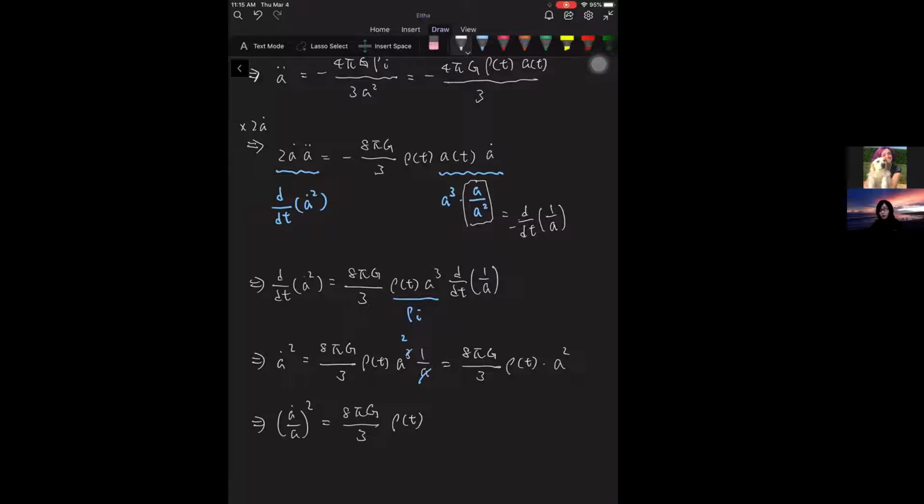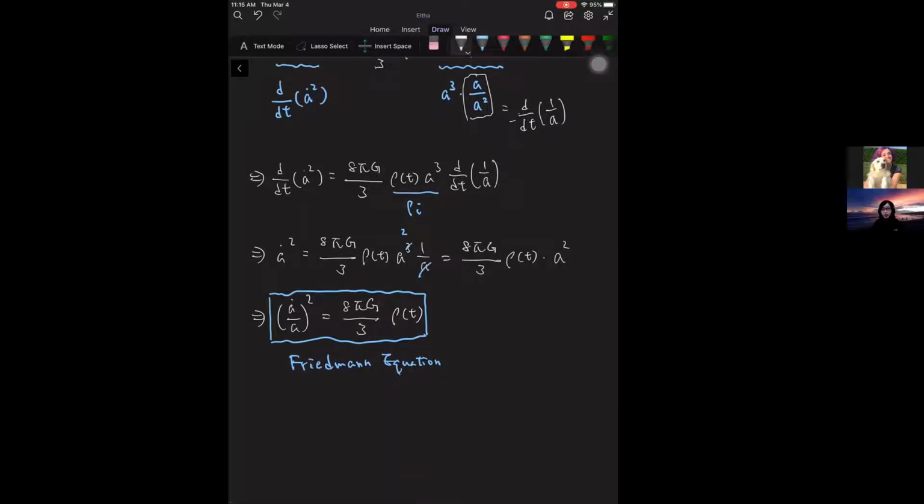Okay, so this is the Friedmann equation, which you will also be using in your homework. And okay, Friedmann, I'm not sure how it's pronounced. I think it's Friedmann equation. All right.